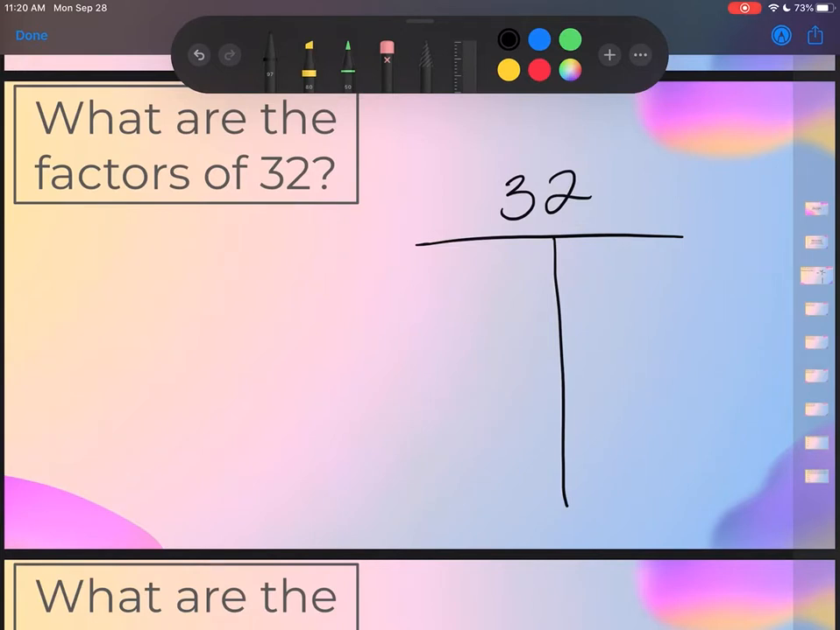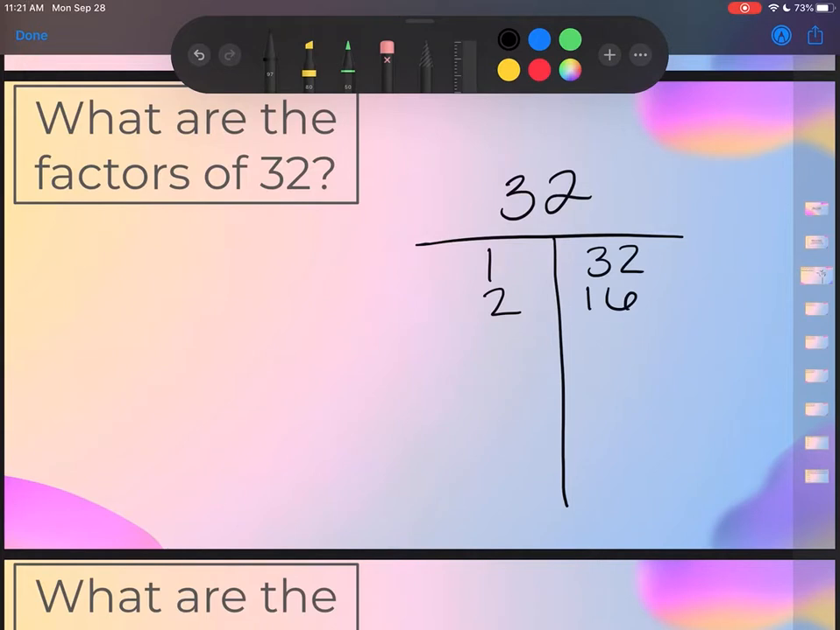Well, first off, every number times 1, I'm just all tongue-tied. 1 times a number is always going to be the same number, right? So 1 times 32 is going to give me 32, right? So I'm going to list all the ways to make 32 through a multiplication problem. So 32 is even, right? So that means 2 times something is 32. If I were to divide 32 by 2 over on the side, I would get 16. 2 times 16 is 32.